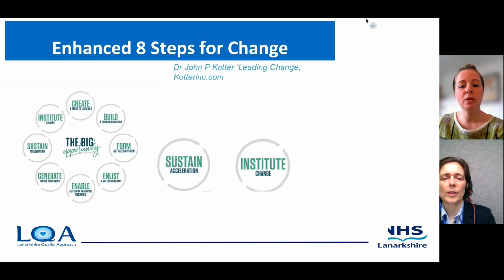And step 8 is instituting change. To ensure new behaviours are continued, it's important to define and communicate the connections between the behaviours and the success of the project, and that helps to create a cultural shift. Steps 1 to 7 of this model are about building new behaviours, new ways of working, and step 8, institute change, is about sustaining the new ways and embedding new practices.